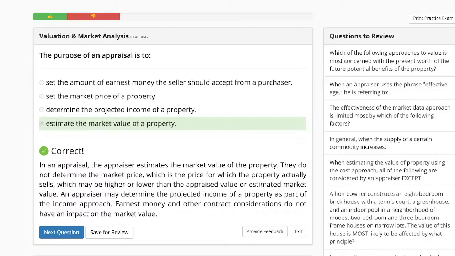The true value is whatever a ready, willing, and able buyer is willing to pay for it. Nice job, Stevie Nelson. Great job. Ooh, Heather wrote out the word ad valorem. Ad valorem. What does that mean? That's a tax reference. Just so you know, ad valorem is a tax reference.